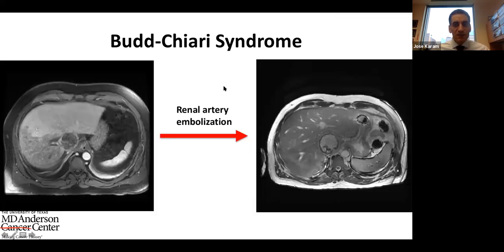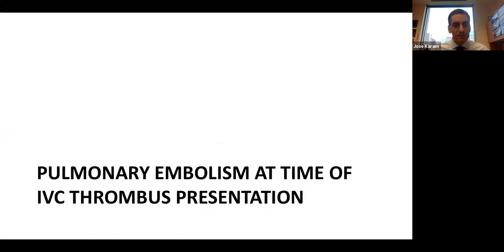This is an example of a patient who had successful renal artery embolization, and then around 2 months later, you see the tumor thrombus is still there, but it retracted just enough to allow the hepatic vein to drain again, and now the liver looks normal. So this patient, we took to surgery because the Budd-Chiari syndrome has resolved.